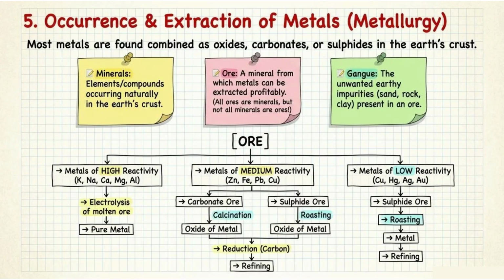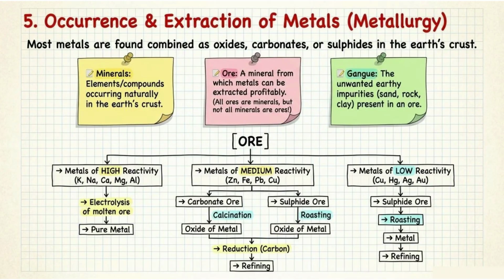Okay, so now that we understand these elements perfectly, where do we actually get them? That brings us to metallurgy, the extraction of metals. Since metals are so reactive, you don't just find chunks of pure iron lying on the ground. We find minerals, which are naturally occurring elements or compounds in the Earth's crust. And if a mineral contains a high enough percentage of a metal that we can extract it profitably, we call it an ore. Remember this golden rule. All ores are minerals, but not all minerals are ores.